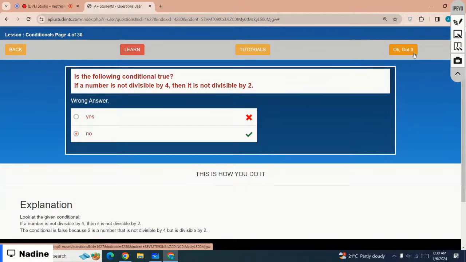Oh, I see. The conditional is false, because 2 is a number that is not divisible by 4 but is divisible by 2, right? False, it is not true. Got it?